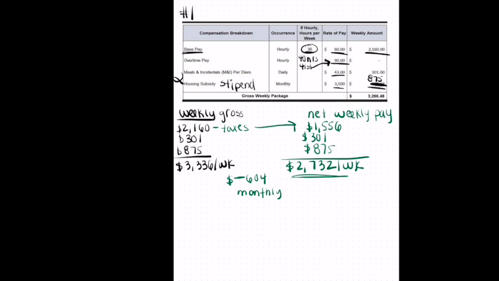And all you would have to do is just multiply that times 4. That's $10,928 a month. And the weekly gross pay equals out to be $13,344 a month. So this is the monthly part here.